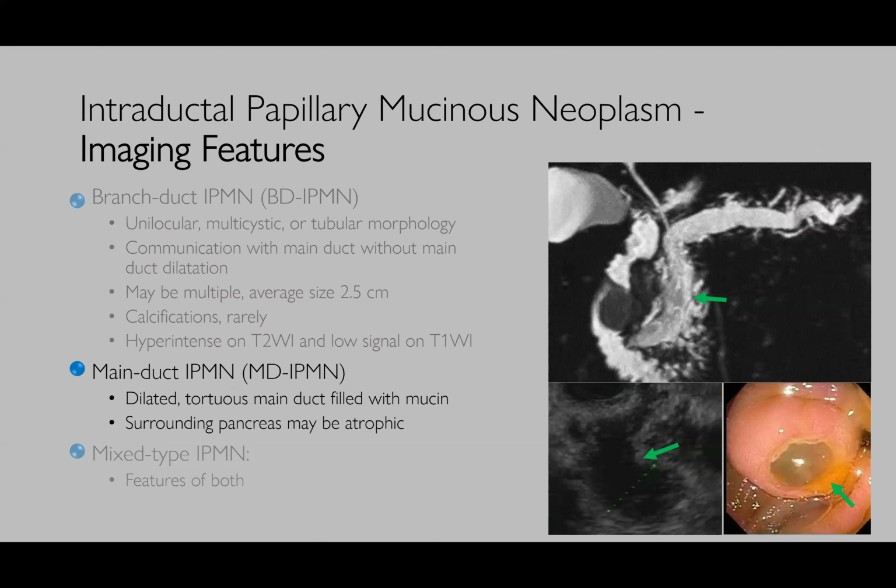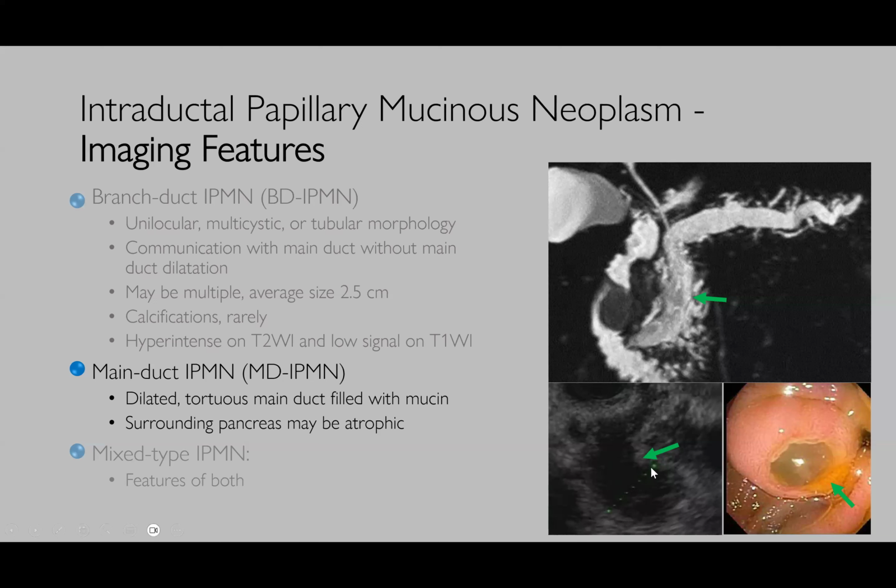It's called a main duct IPMN when it is largely limited to the main pancreatic duct. So you have this excessive mucin production within the main pancreatic duct that results in dilation of the duct. It can be either segmental or diffuse. And when you have a pancreatic duct that is dilated and the IPMN involvement goes up to the level of the ampullary region, you start seeing this interesting endoscopic appearance of what's called a fish mouth appearance. You have a gaping opening at the major papilla with the mucin exuding through the opening.